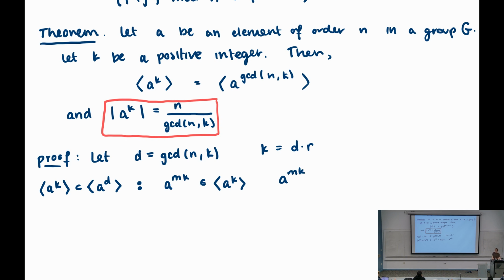Yeah, so we can rewrite A to the M, A to the MK. So let's just sub in for how we had written K. So this is A to the MDR. And this is a power of D, right? So this is contained in A to the D. So for this part, we're good. Okay, are there questions?